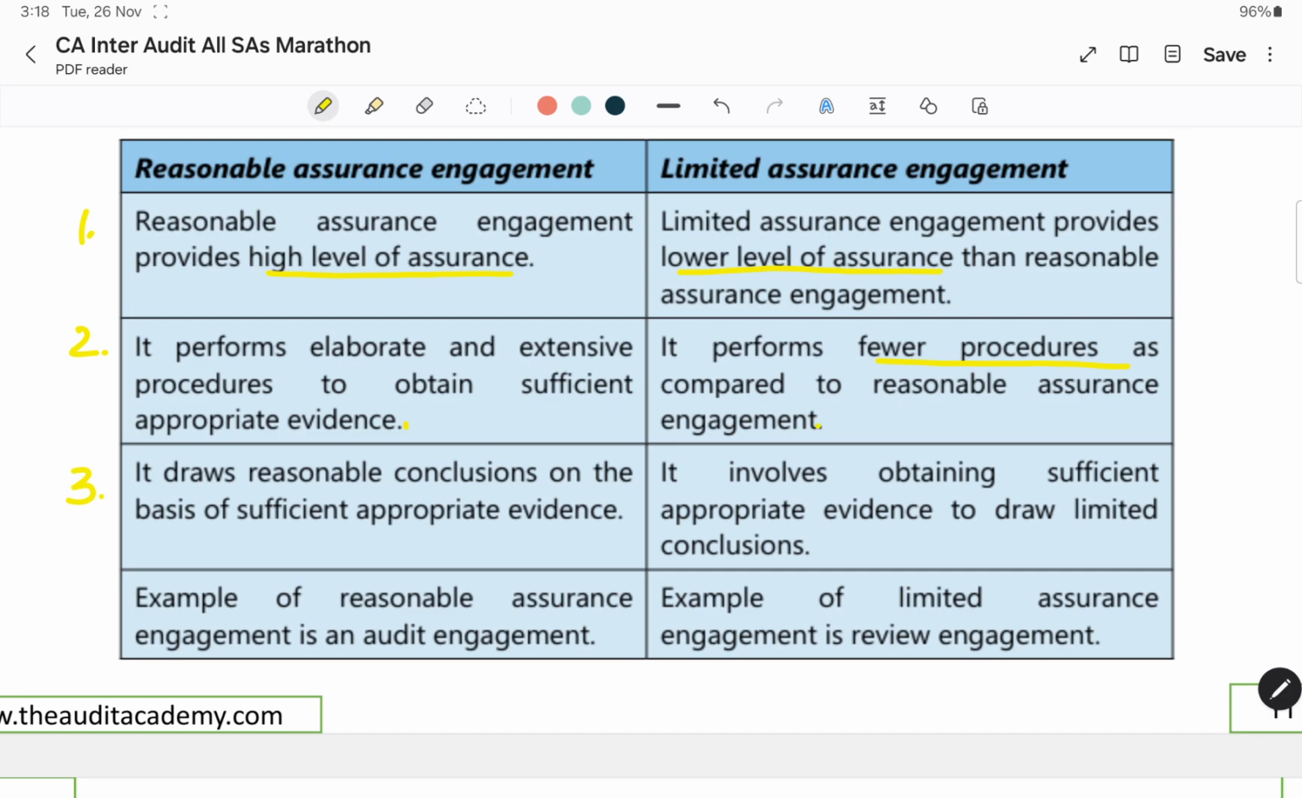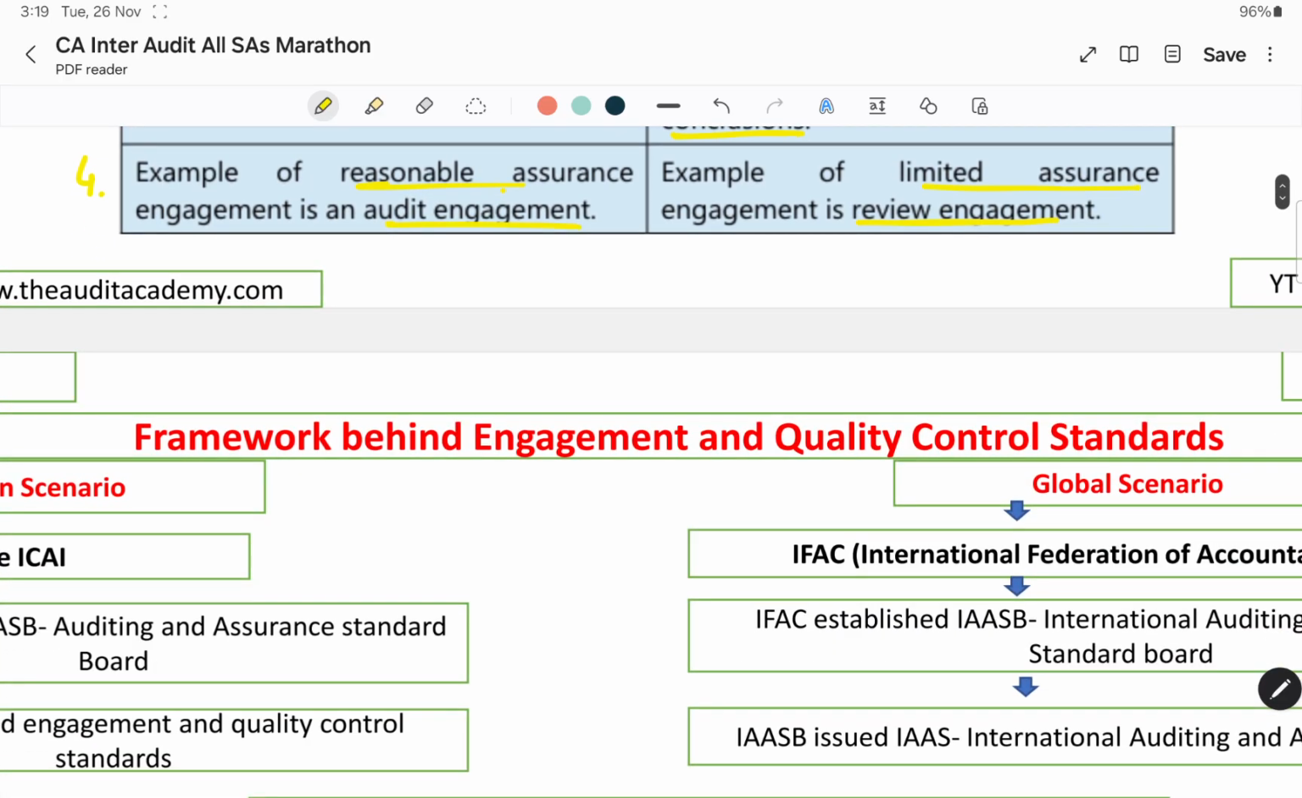Third, reasonable assurance engagement draws a reasonable conclusion on the basis of sufficient appropriate audit evidence. Limited assurance engagement involves obtaining sufficient appropriate evidence to draw a limited conclusion. It draws a reasonable conclusion, and it draws a limited conclusion. Fourth, an example of a reasonable assurance engagement is an audit engagement, and an example of a limited assurance engagement is a review engagement. Okay.